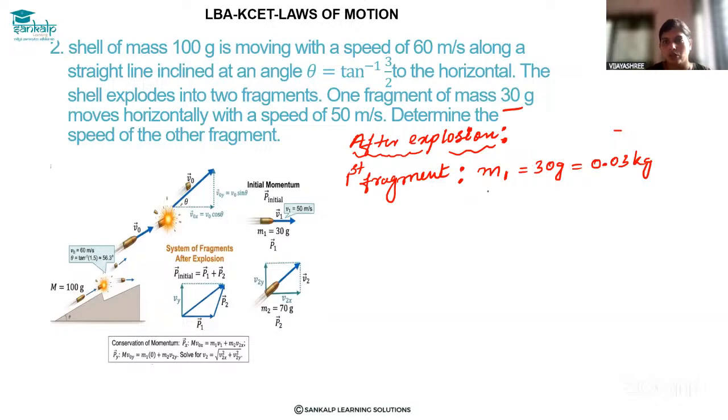Speed, I take the corresponding speed as v1, which is equal to moving with the speed of 50 meter per second, as given. One fragment of mass 30 gram moves horizontally with the speed 50 meter per second. So this is horizontal speed. Now coming to the second fragment.